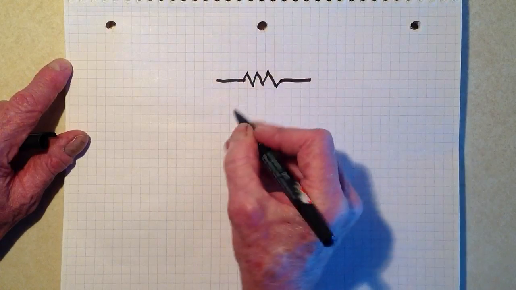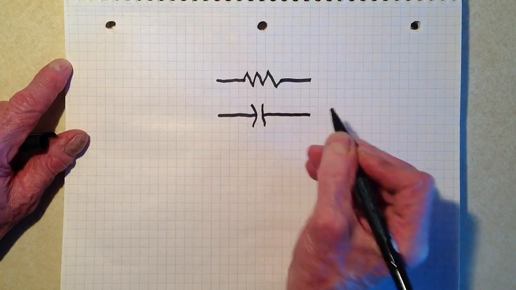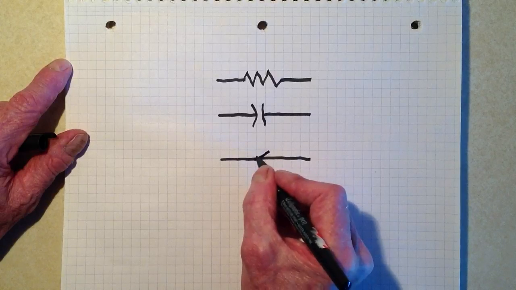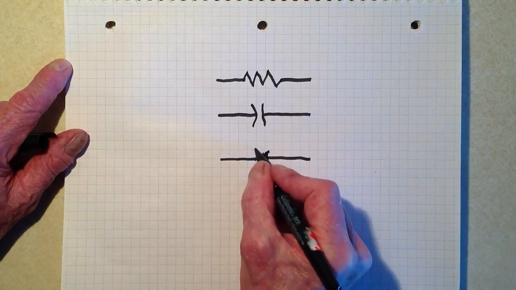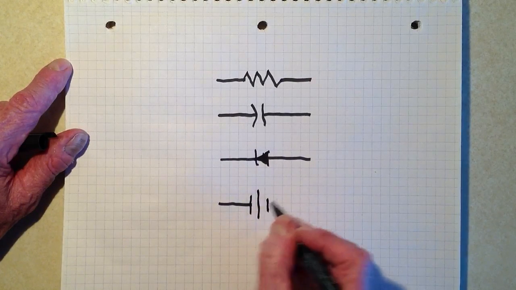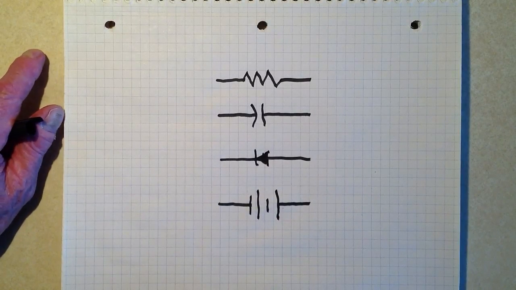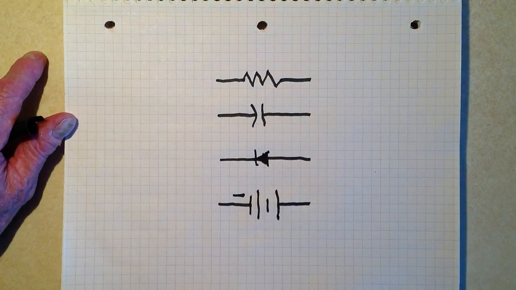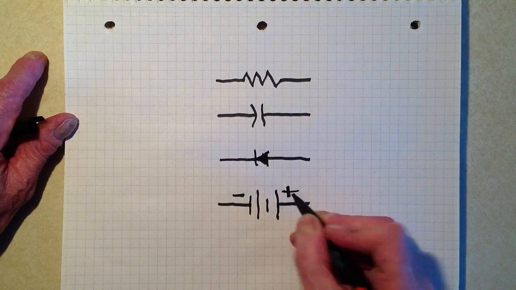The resistor, the capacitor, fixed capacitor. Here is a diode, semiconductor diode. And here is an electrochemical battery. The minus terminal in the battery symbol is the short line. Positive terminal is the long line.